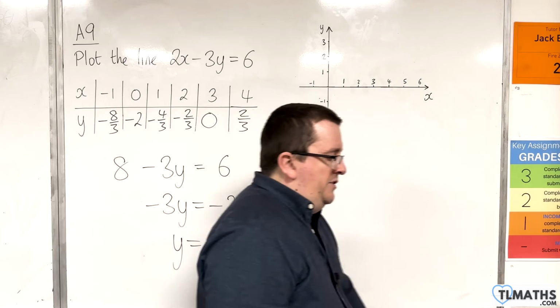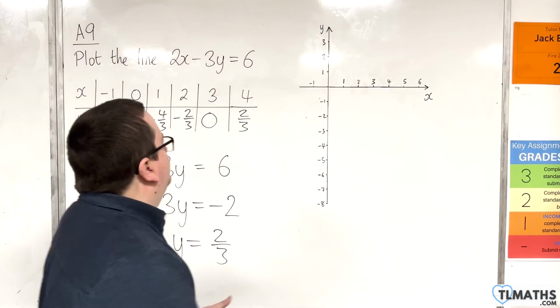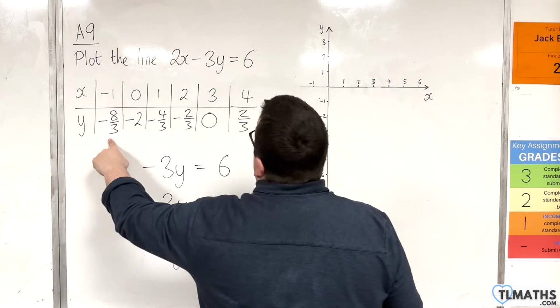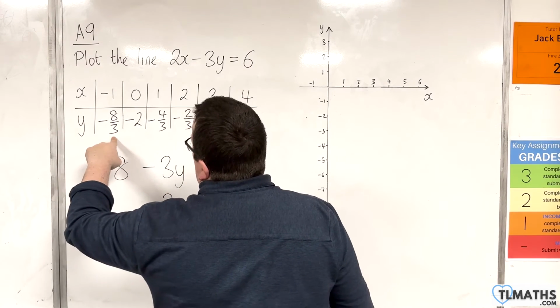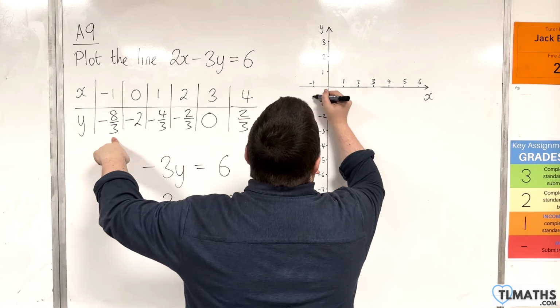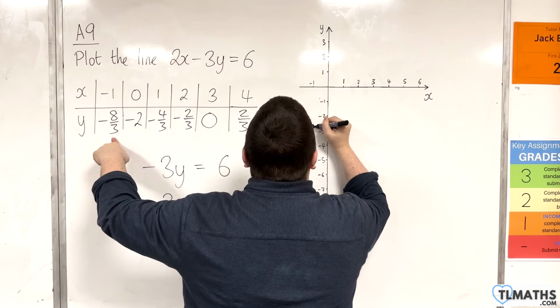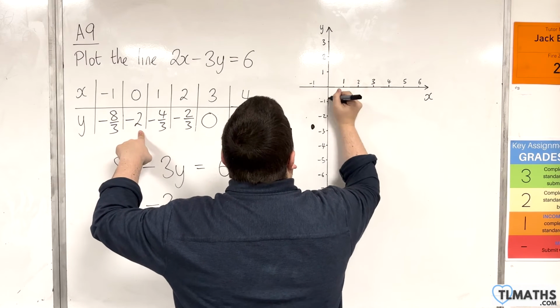Okay, so now we can plot our points. So minus 1, minus 8/3. So minus 8/3 is minus 2 and 2/3. So somewhere around about there, I reckon. Then we have 0, minus 2.